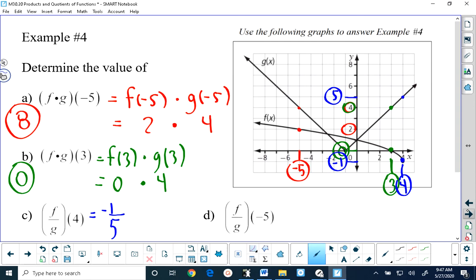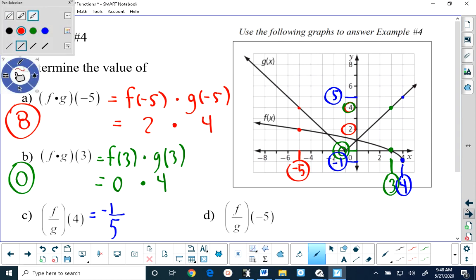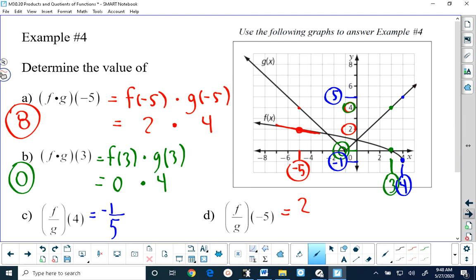Now, what about f over g of -5? Well, we go over to -5. I've already got it highlighted. It's the one in red. And f of -5 has a value of 2. Remember, this is f, so I'm looking at the y coordinate at this point, which is 2, over g of -5, which has a y coordinate. Now I'm looking at this graph, and this y coordinate is 4, and that gives you 1/2.